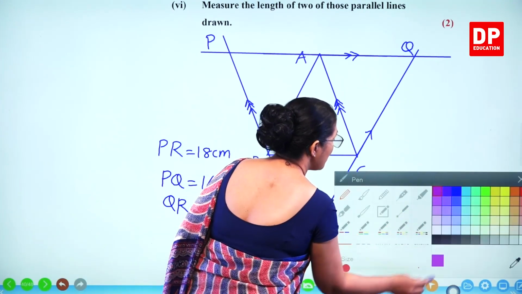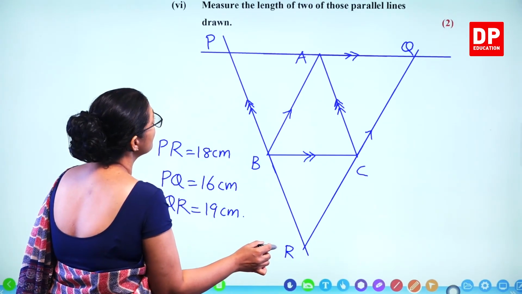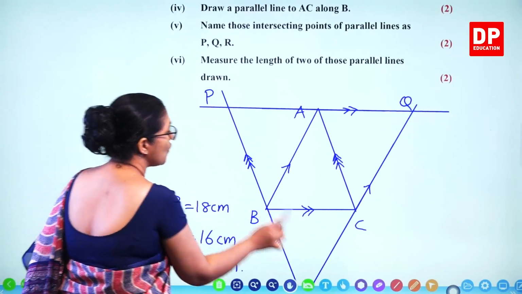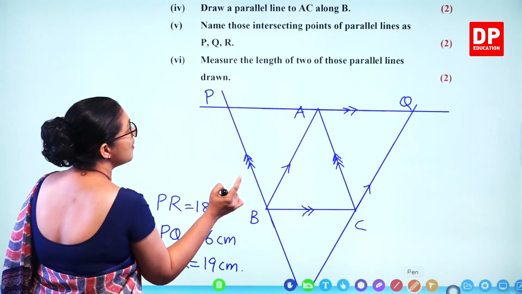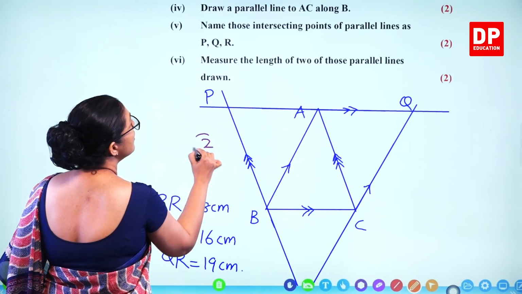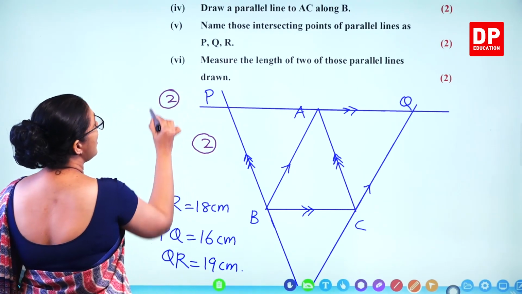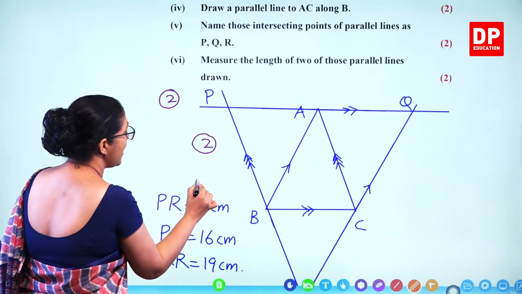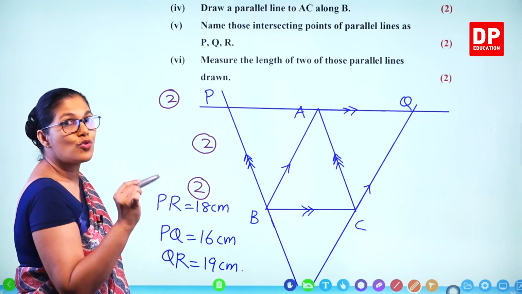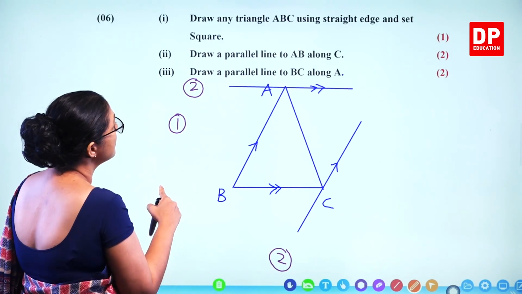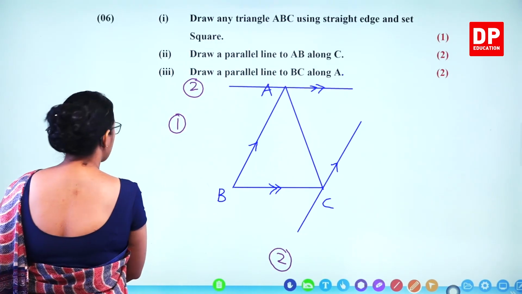So how do you get marks? So you get 2 marks for the parallel line here, and PQR labeling 2 marks, and finally measuring any two lengths you get 2 marks. So 6 and 5, 11 marks.